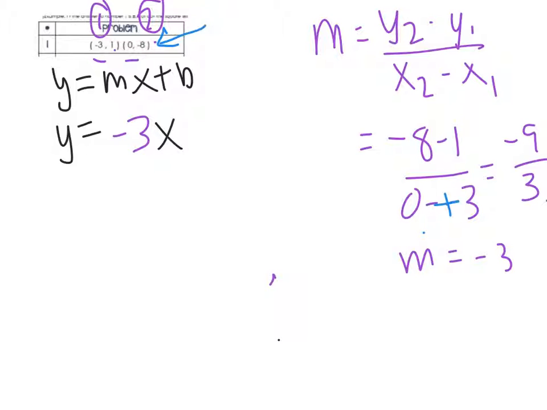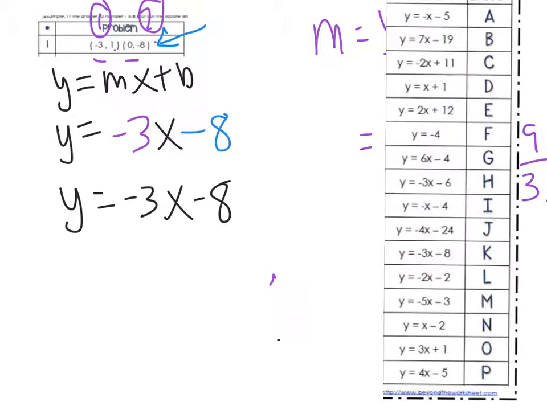And we plotted it and showed you why that was. So since the y-intercept is -8, we're going to have -8. So the equation in slope-intercept form would be y equals -3x minus 8.